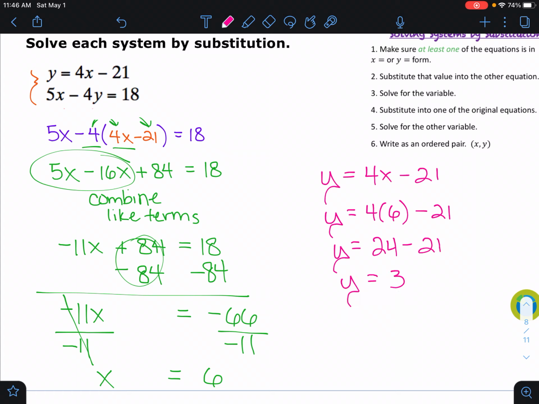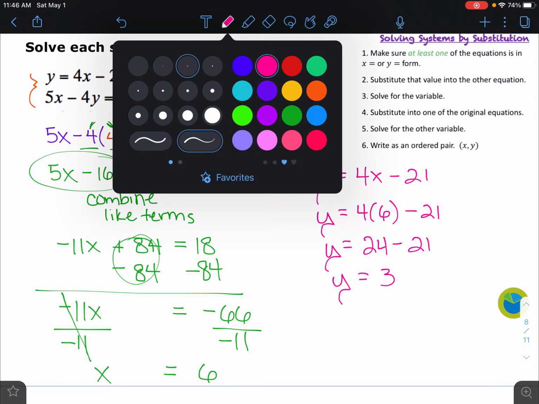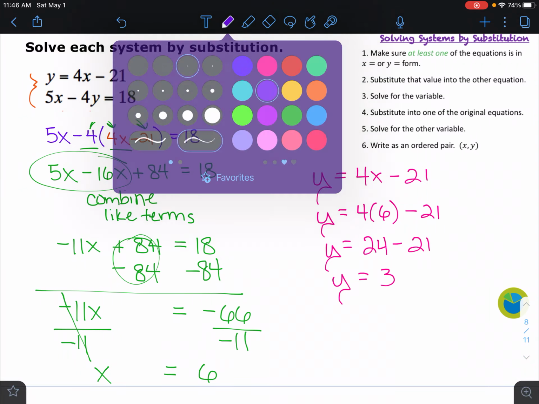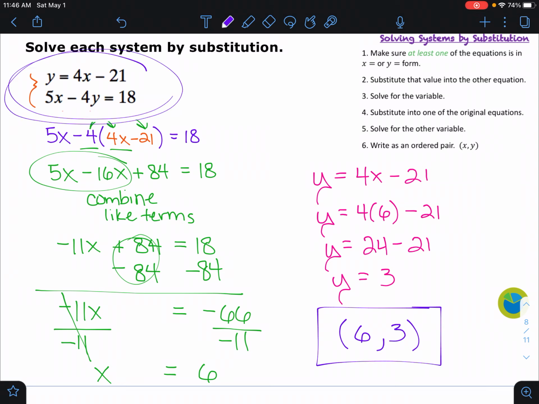Okay, so now you're going to write it as an ordered pair. You've solved for the other variables. You have your x and y. So now I'm just going to say, all right, where do these cross? Write it as an ordered pair. X always goes first. It's 6 and then 3. These two lines right up here cross at the point 6, 3.